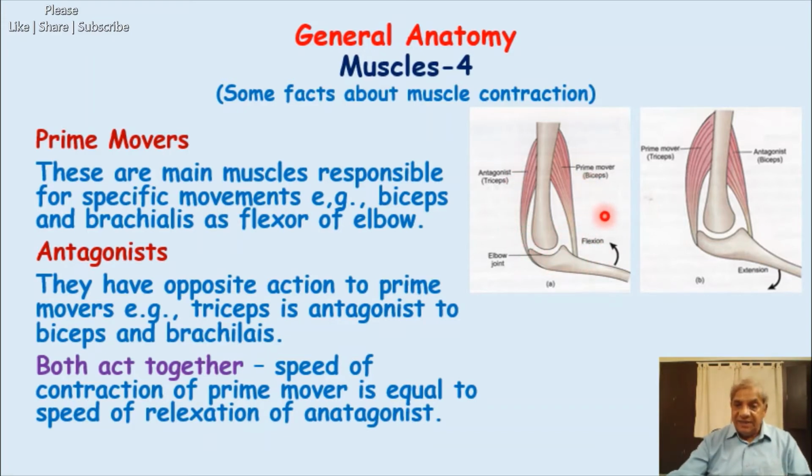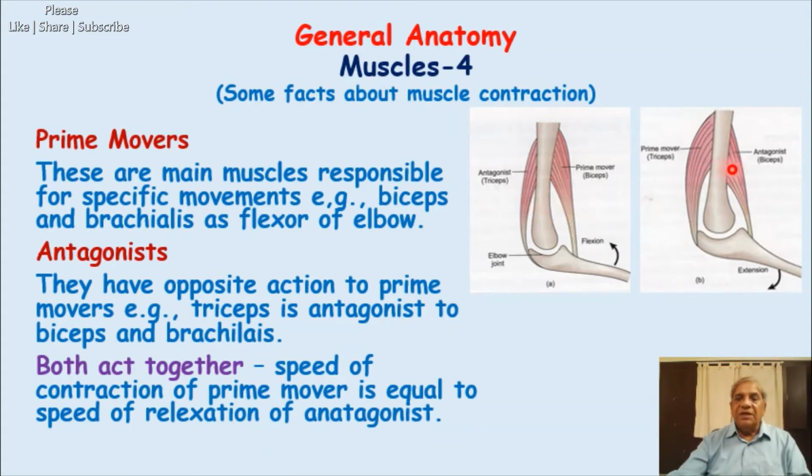So indirectly, the flexion is not only produced by the biceps, at the same time it is helped by the triceps, which is an extensor muscle, its opposite muscle, and this muscle is called the antagonist. This is called the antagonist muscle.